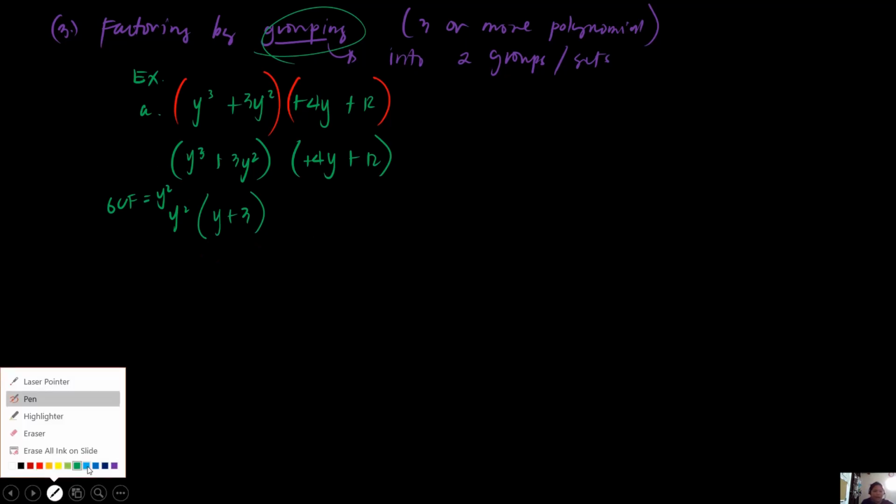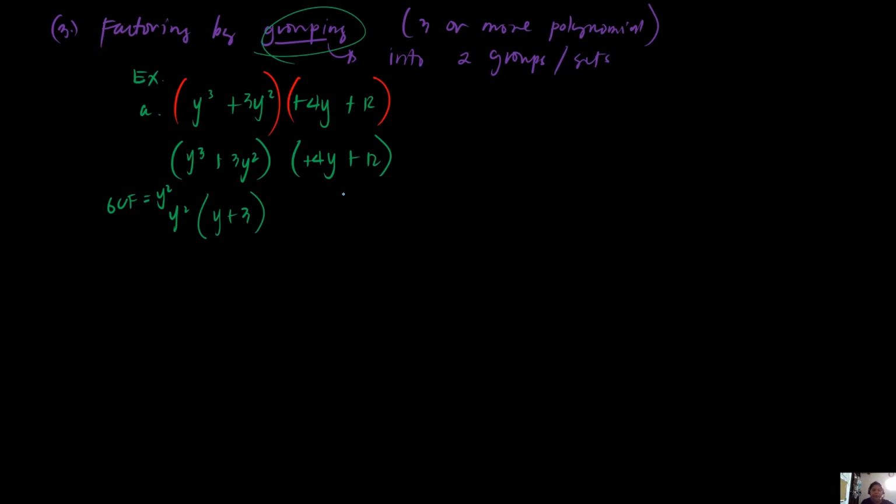Now, let's group the other one. The second group. The common factor here, class, is 4. Okay, since wala namang variable si y, so ang factor lang ni 4 tsaka ni 12 is 4. Okay? So, ilabas natin si 4, positive 4. Ang maiiwan sa labas is si y plus 3.